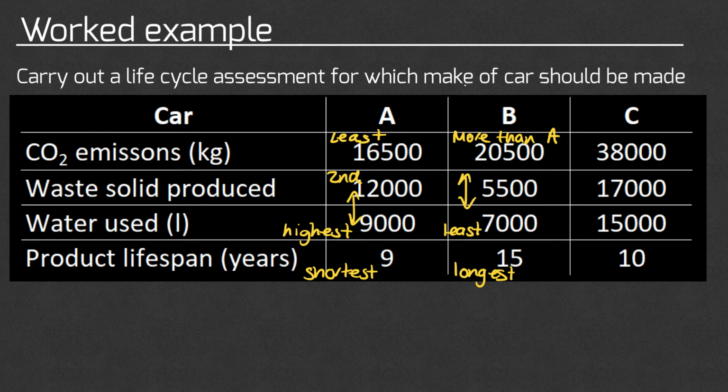Car B releases more carbon dioxide than car A. However, it produces much less waste solid out of all three cars, and it has the longest lifespan. Car C has the most carbon dioxide emissions, it produces the most amount of waste, and it only has a slightly longer lifespan than Car A.